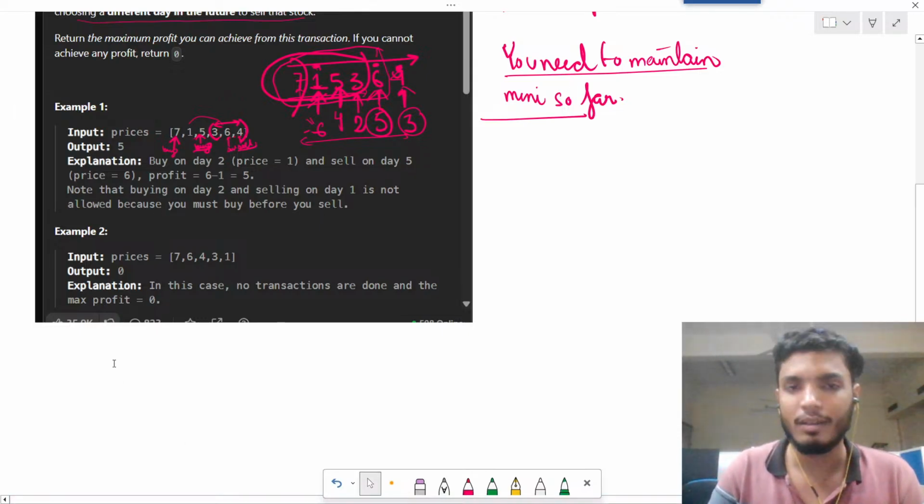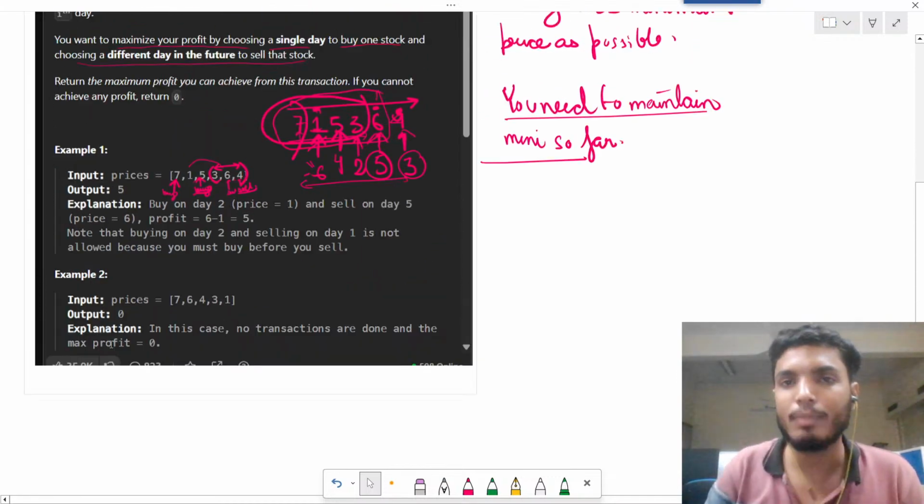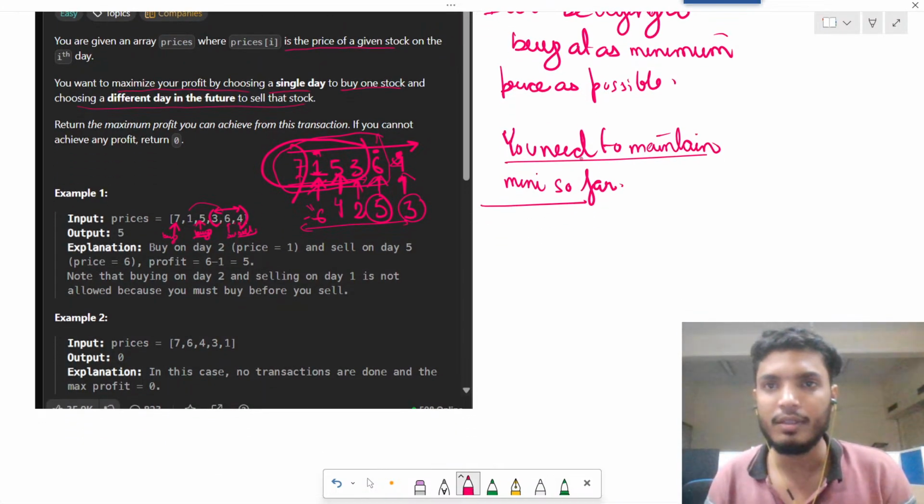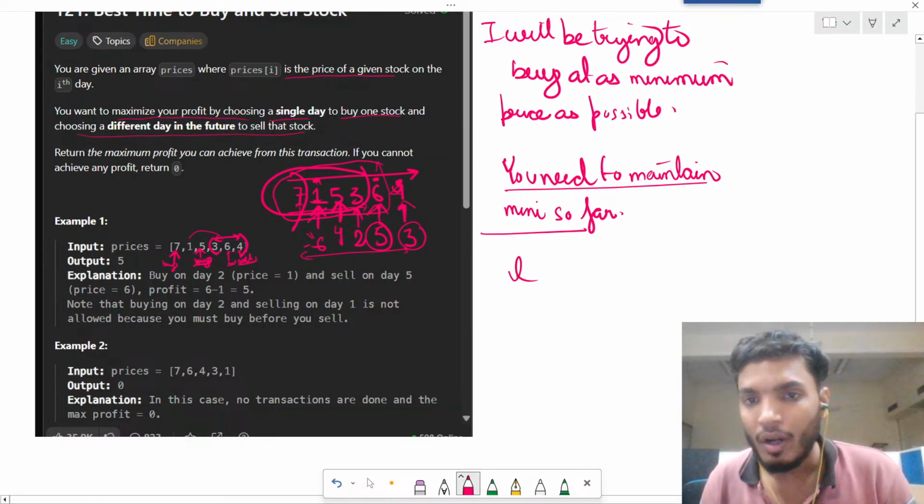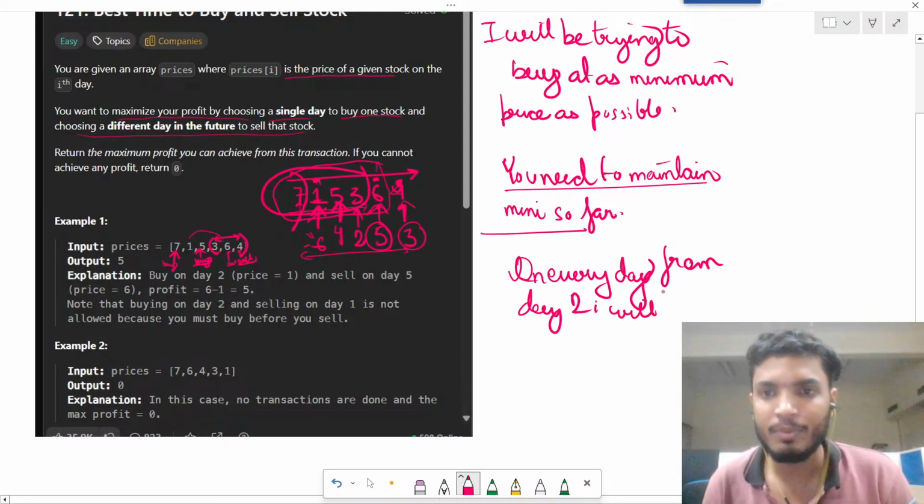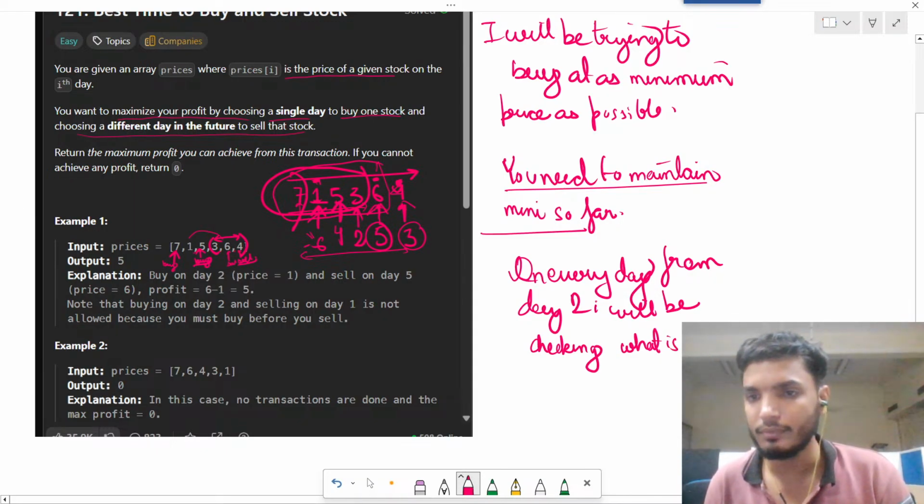So see, this is very simple. First you check, if I sell on this day, what maximum profit I will make. I will be trying to buy at the minimum price possible. I need to maintain the minimum so far, and on every day from day 2 I will be checking what is the maximum profit which I can make.